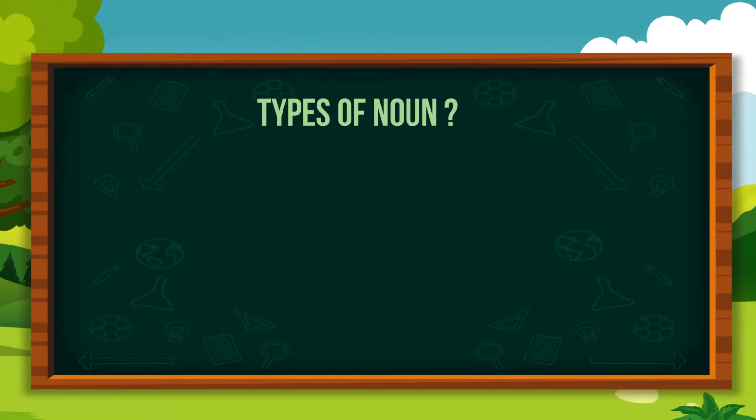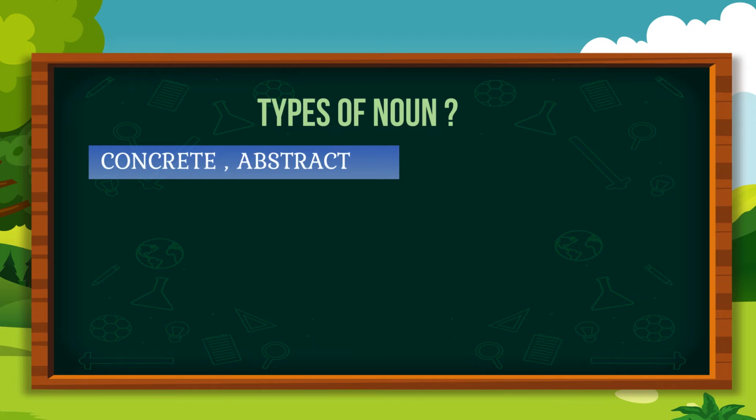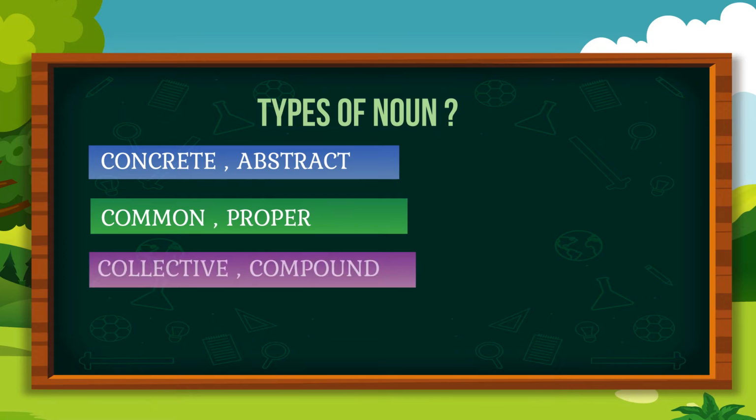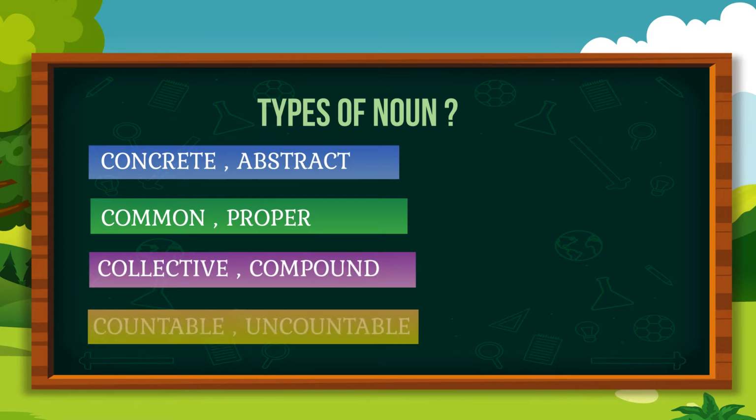Now, we will look at types of noun. We will first talk about concrete and abstract noun. Then we will look at common and proper nouns, collective and compound noun. Finally, countable and uncountable nouns.